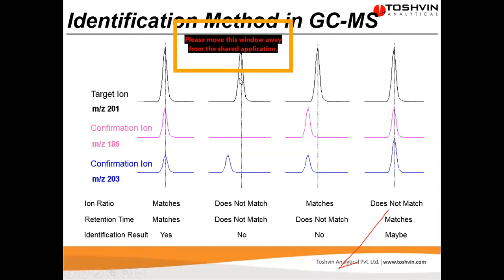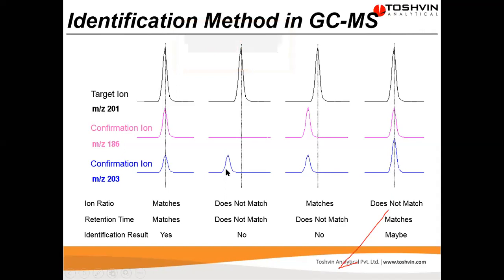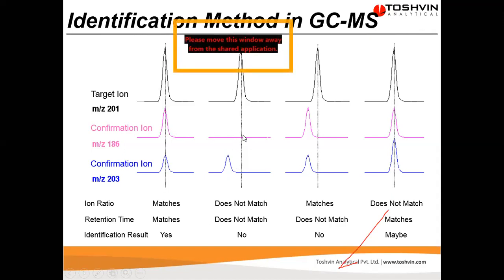In another case, the intensity of the target ion is matching, but I'm not getting the reference or confirmation ion other than 203. The peak of 203, its retention time has shifted. It is not in the same line. So what happens? My ion ratio is not matching because there is no pink peak over here. That's why the ion ratio is not matching, and my retention time is not matching. So I cannot confirm. I cannot say this is my A compound.